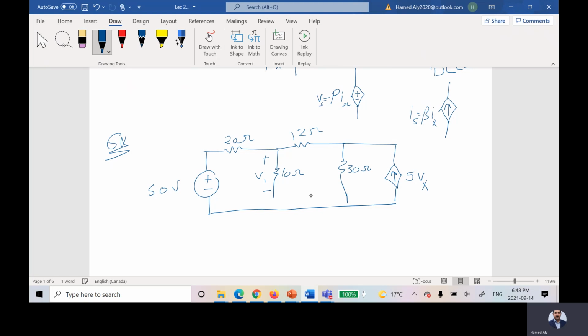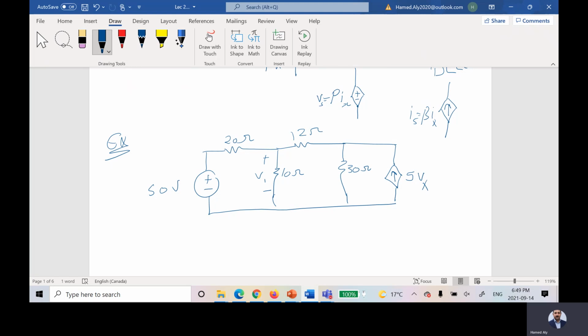And I would like you to let me know how many sources do we have in this circuit? How many sources? I have two. The voltage source, which is 50, this guy is dependent or independent? Independent. Yes. And I have 5 Vx. This guy is dependent or independent? Dependent. Is it a voltage source or current source? It's current source. Yes. How did you know that? Because I have an arrow. Arrows representing that guy.